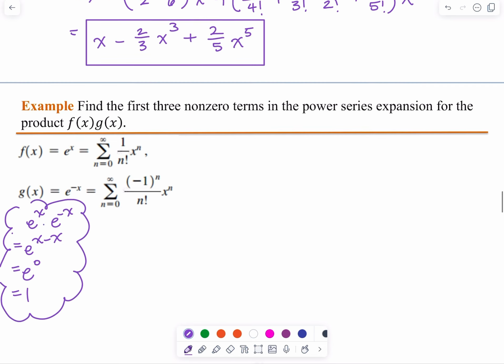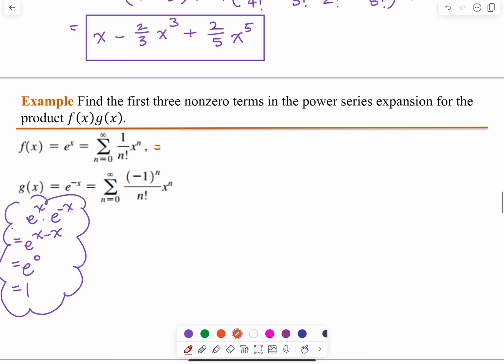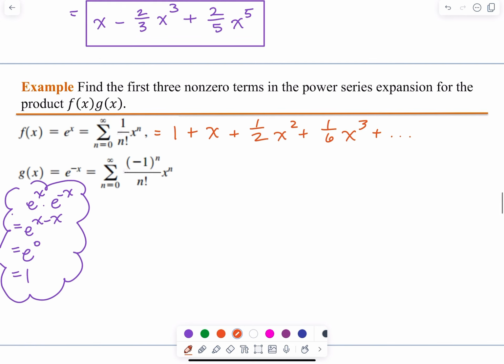Okay, so our f of x is going to be equal to, let me just use a different color pen, plugging in a 0, 1, 2, 3, and you already may know this for e to the x, 1 plus the power series, x plus 1/2 x squared plus 1/6 x cubed, and so on and so forth. And this g of x, e to the negative x, is 1 minus x plus 1/2 x squared minus 1/6 x cubed, and so on and so forth, okay?